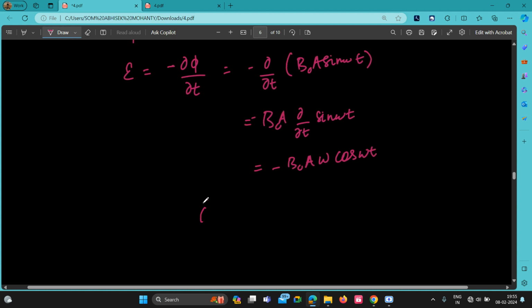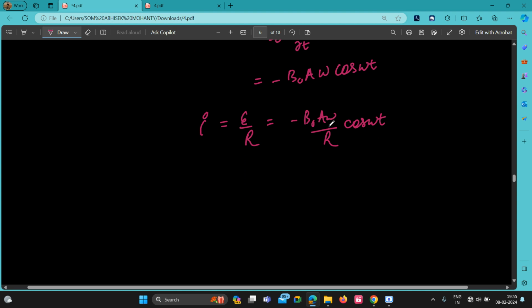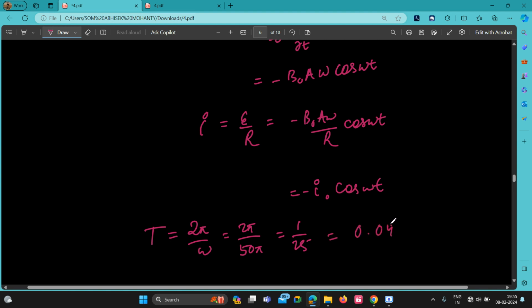Now your current will be E by R. So minus B naught A omega by R cos omega t. So this is actually your I naught. So I is minus I naught cos omega t. Current here changes sinusoidally, right? So T is equal to 2 pi by omega. 2 pi by 50 pi, so 1 by 25, which is actually 0.04 second.